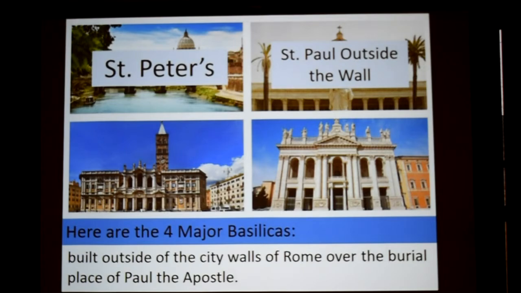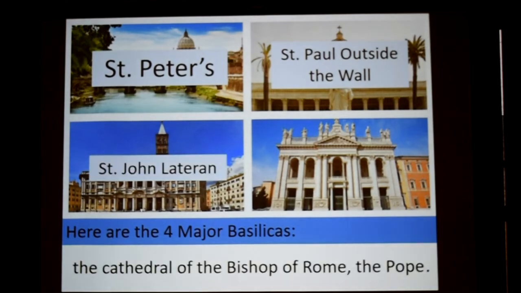Once Christianity was legalized in the year 318, the first Christian churches were built over the top of Christian cemeteries to commemorate those who gave their lives for the faith in time of persecution. The third one is St. John Lateran, which is the actual cathedral of Rome. There is no saint named St. John Lateran. It's named St. John after the apostle, and it's built on the Lateran Hill in the city of Rome.